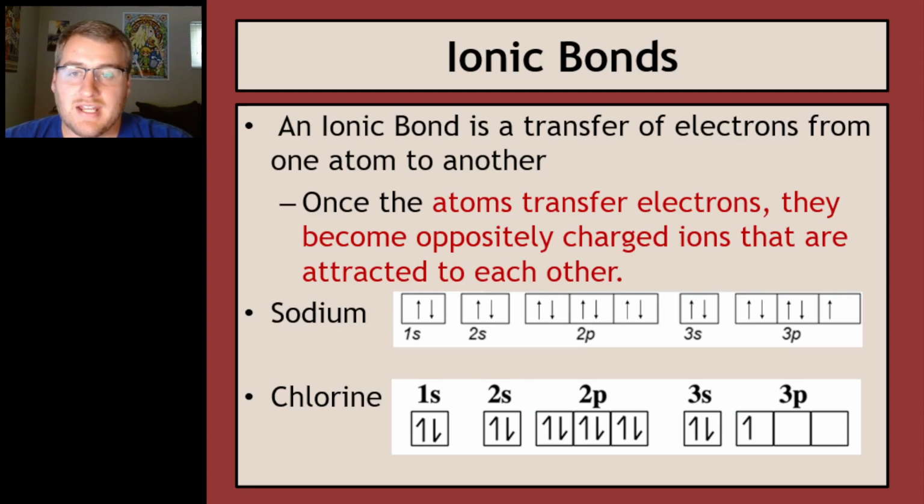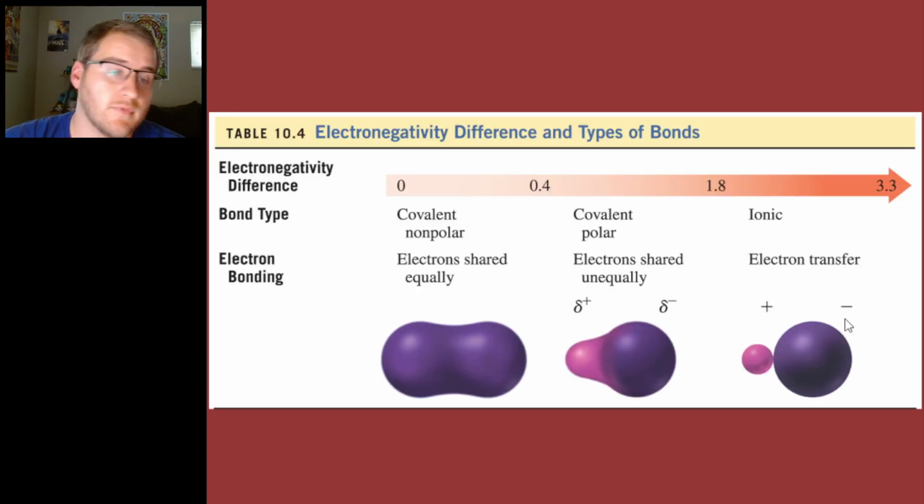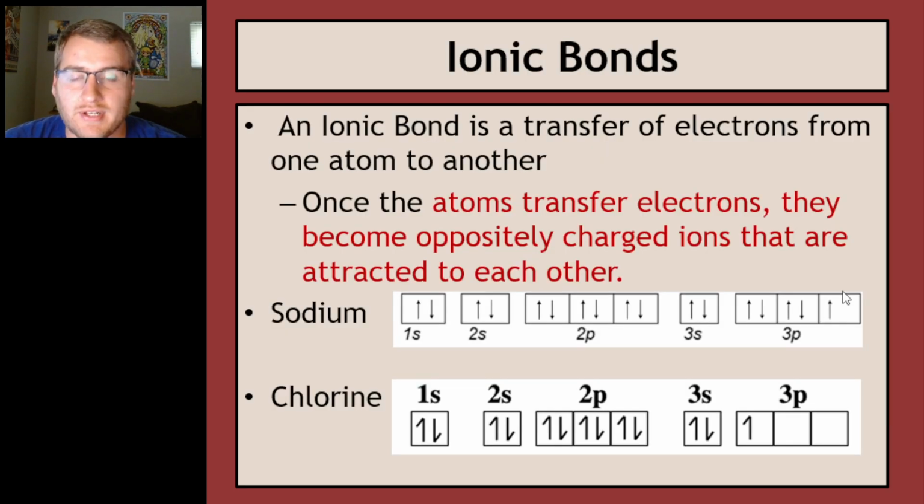So, next is ionic bonds. An ionic bond is a transfer of electrons from one atom to another. Once the atoms transfer electrons, they become oppositely charged ions that are then attracted to each other. So our last example had some positive and negative charges drawn on it. Okay, so real quick, positives and negatives. If you transfer electrons, now you're attracted to each other. And that's basically all an ionic bond is.